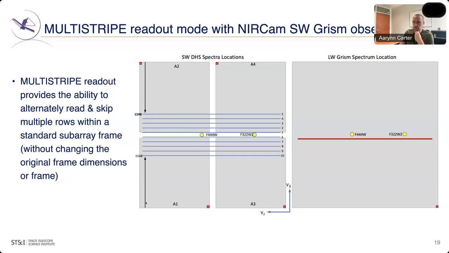Even if we are efficient and we just chop out the region we care about, there's a lot of sort of dead space. Because of that, a lot of work's been put in to design this new multi-stripe readout mode. And that essentially gives us the option to alternately read and skip rows across the detector. You'll see this a little bit later, but keep in mind that the readout for these spectra is going to be a little bit different to what you might be familiar with from the other modes.